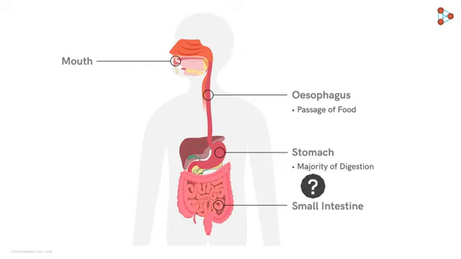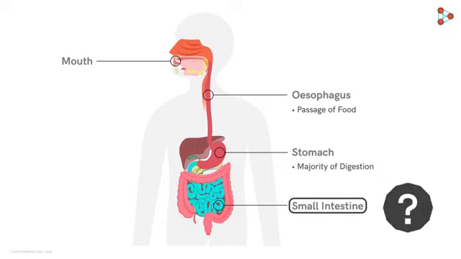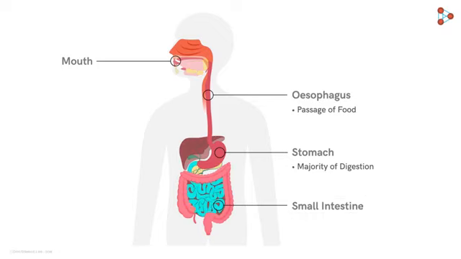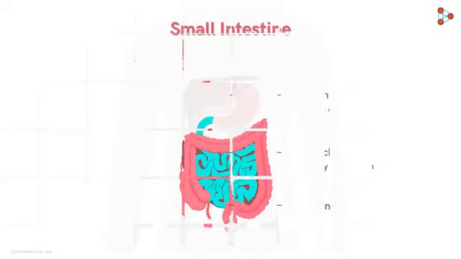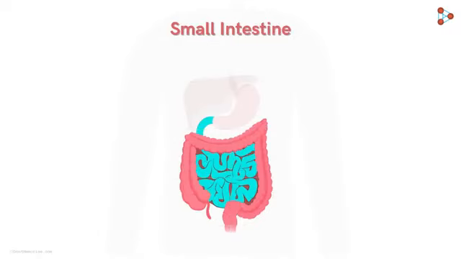But does the process end here? No. The process continues and the partly digested food reaches the next part of the canal. This is called the small intestine. Is this part really small as its name suggests? Nope. We should really not go by its name. That's because it's not really very small. Rather, it's a very long coiled tube.